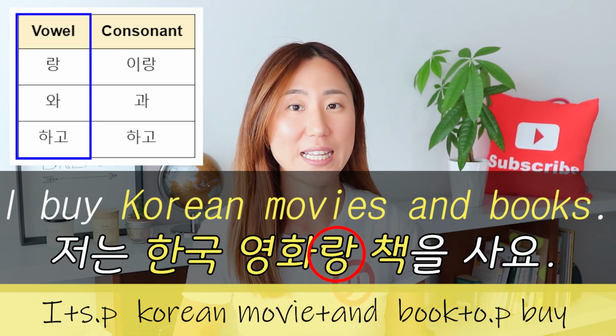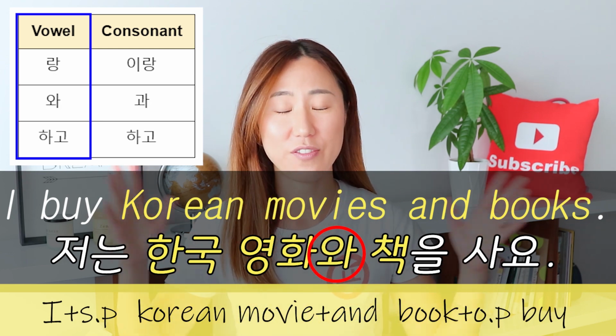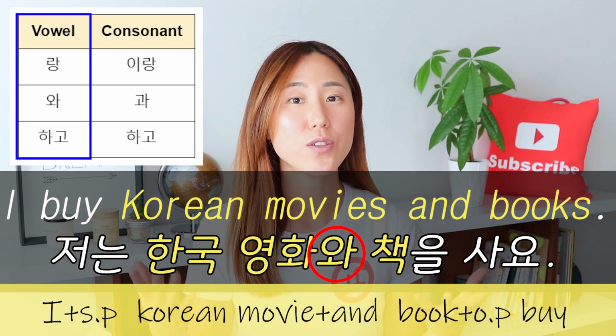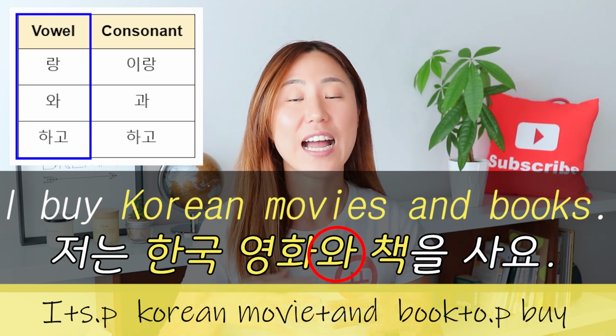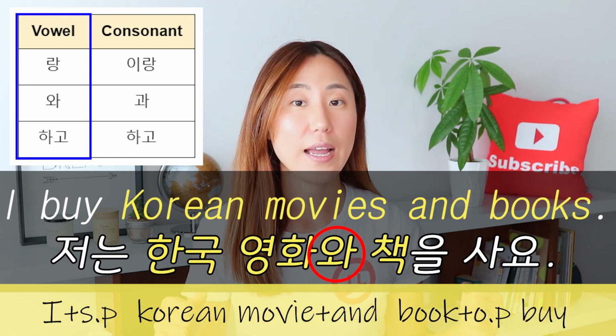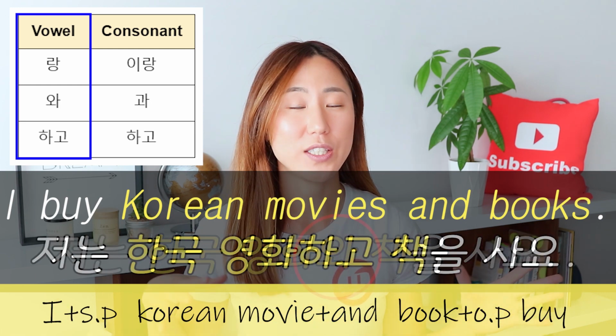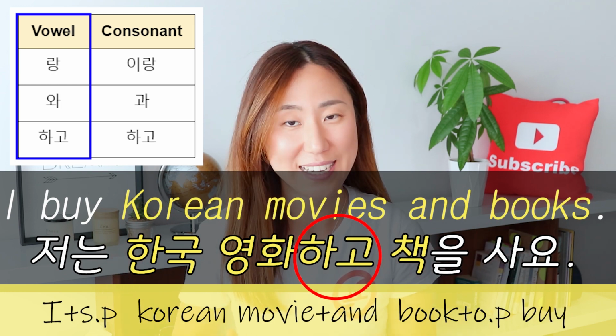If I'm gonna replace 랑 with 와, that's perfectly fine. 저는 한국 영화와 책을 사요. It sounds weird, 영화와, but it's fine. 저는 한국 영화와 책을 사요. And the third family, 저는 한국 영화하고 책을 사요.